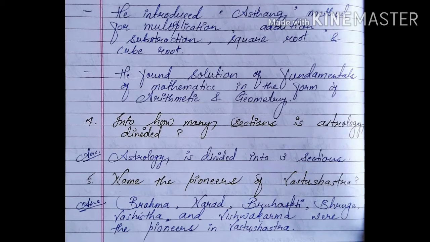He introduced Ashtang method for multiplication, addition, subtraction, square root and cube root. And the last point is, he found solution of fundamentals of mathematics in the form of arithmetic and geometry. Fourth question is, into how many sections is astrology divided? And the answer is, astrology is divided into 3 sections. And the last question is, name the pioneers of Vastu Shastra. And the answer is, Brahma, Narad, Brihaspati, Bhrigu, Vasishtha and Vishwakarma were the pioneers of Vastu Shastra.